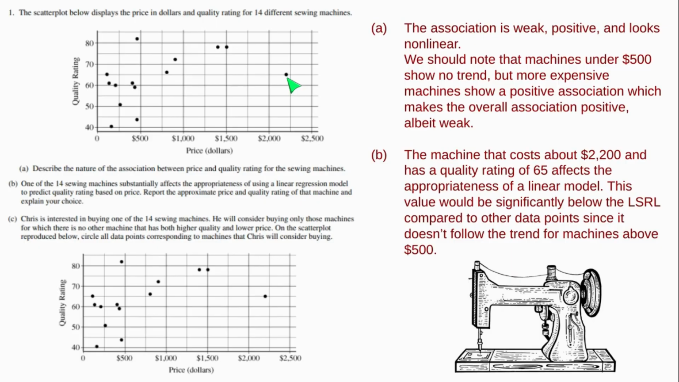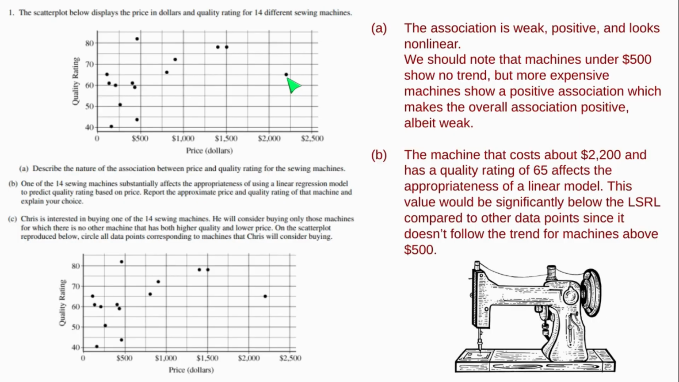Okay, let's look at Part C. Chris is interested in buying one of the 14 sewing machines. He will consider buying only those machines for which there is no other machine that has both higher quality and lower price. On the scatter plot reproduced below, circle all the data points corresponding to the machines that Chris will consider buying. All right, and the scatter plots are the same. There's no difference there. This is not a gotcha. So see if you can do Part C on your own and unpause the video when you want to check your solution.